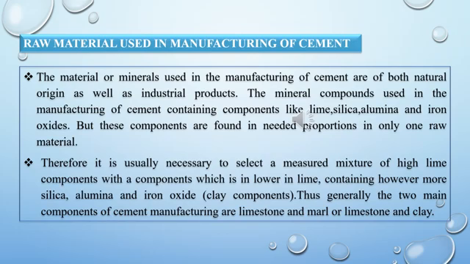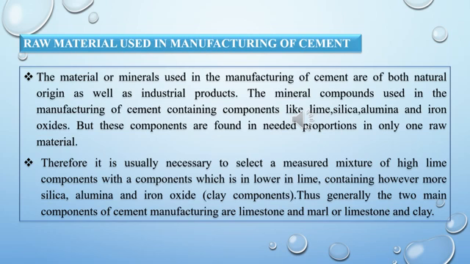Students, if you understand the first point, then you will understand the second point. I repeat the first point again. He said that there are two types of raw materials, natural and then synthetic or industrial products. He said that the minerals include ingredients or components like lime, silica, alumina, and iron oxide. And then he said that all of these ingredients or components are necessary in the needed amount.